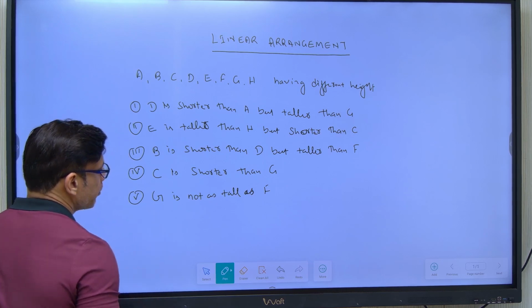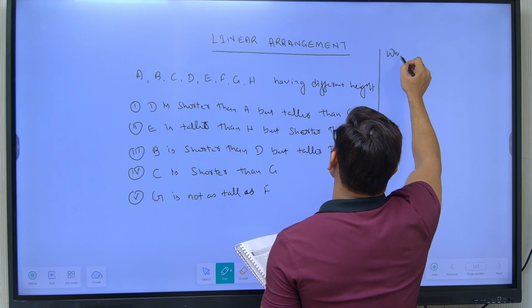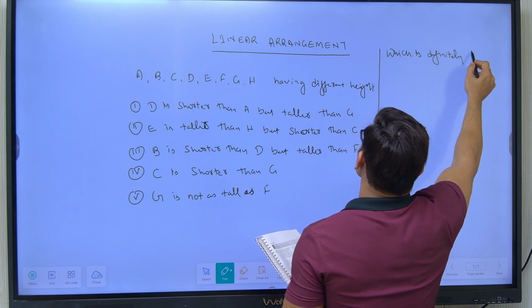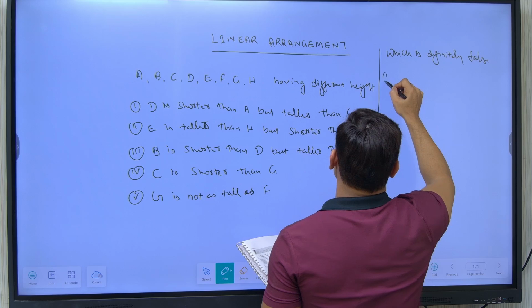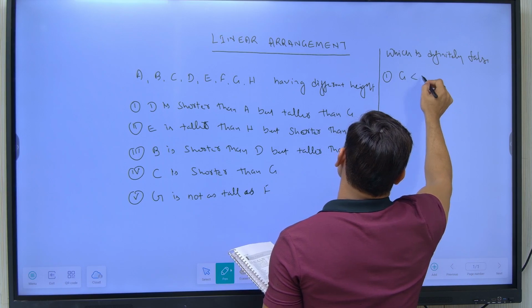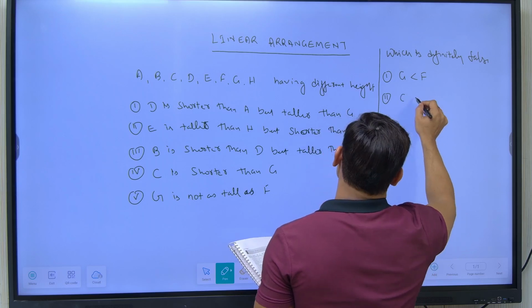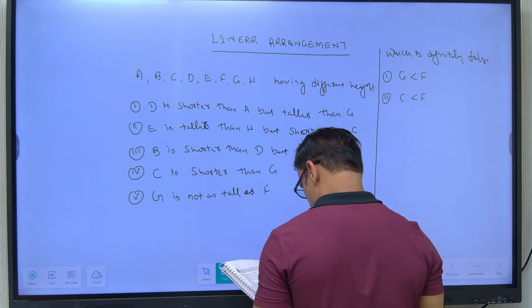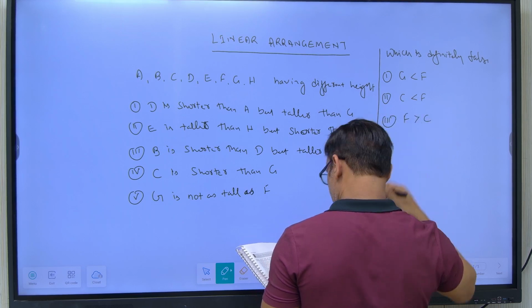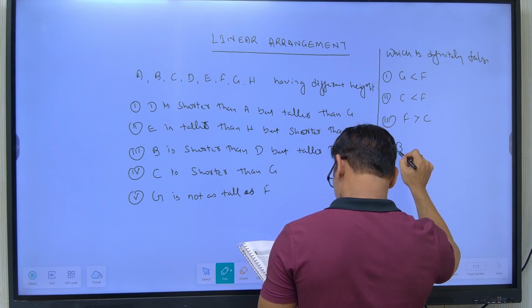And then there is a question based on this: which of the following is definitely false? The first option is G is shorter than F. Second is C is shorter than F. Third option is F is taller than C. Fourth option is B is taller than E.